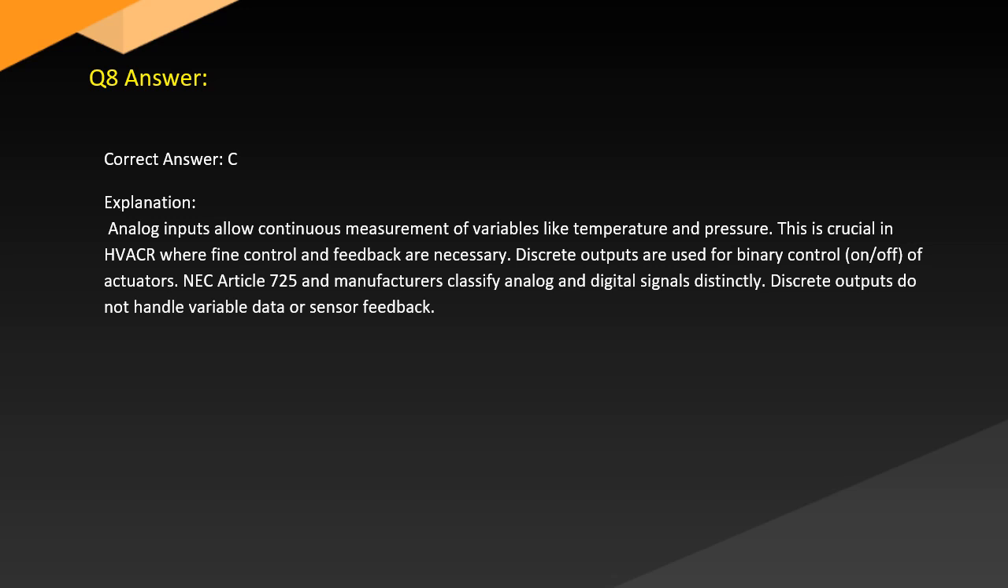Answer. Correct answer: C. Explanation. Analog inputs allow continuous measurement of variables like temperature and pressure. This is crucial in HVACR where fine control and feedback are necessary. Discrete outputs are used for binary on-off control of actuators. NEC Article 725 and manufacturers classify analog and digital signals distinctly. Discrete outputs do not handle variable data or sensor feedback.